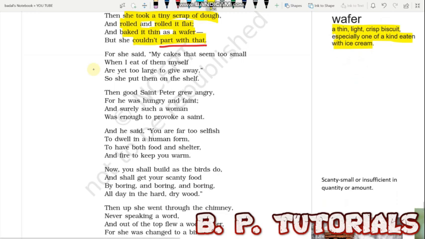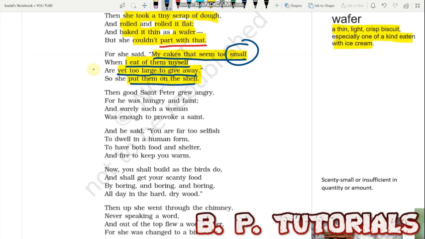For she said, my cakes that seem too small when I eat of them myself, and yet too large to give away. So she put them on the shelf. Try to understand what she did. Her mentality is very clear over here. She tells, my cakes that seem too small when I eat of them myself. When she eats her cake herself, she finds her cake to be small. But when it is the question of giving away, it seems to be yet too large, very large it seems when she gives away the cake. And that's why what she did, she put them on her shelf without giving to Saint Peter.